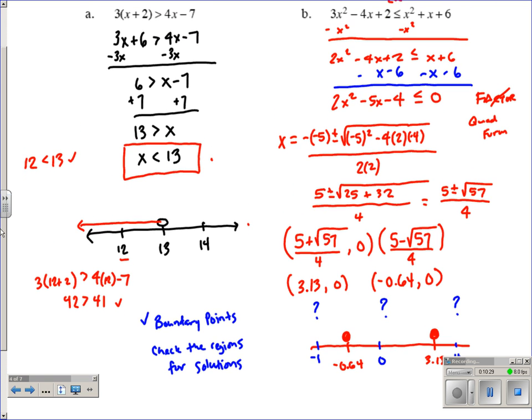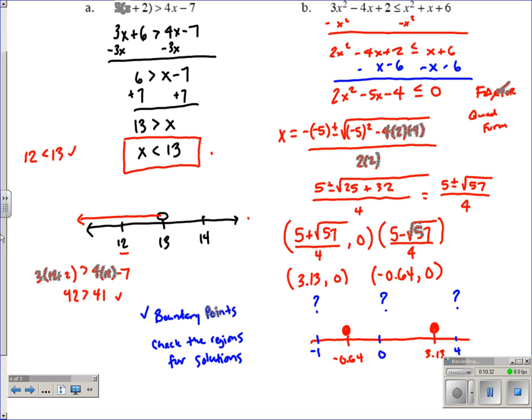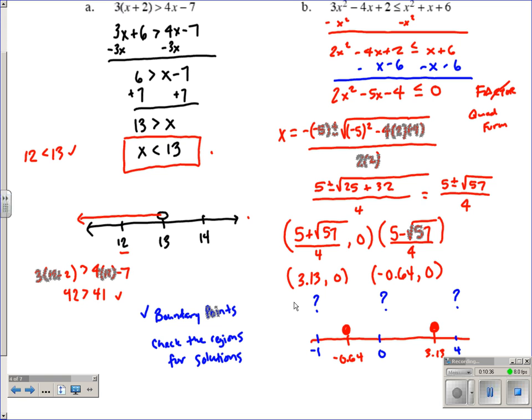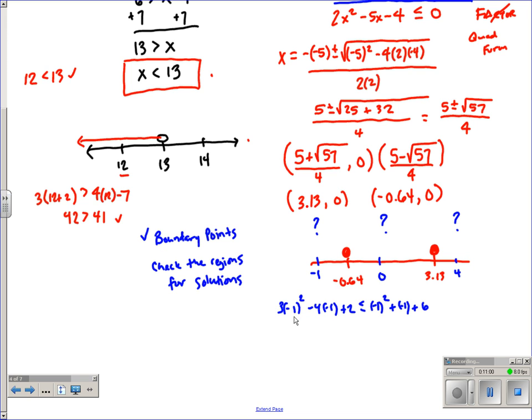So the first one, and I'm going to plug it into my original one at the very top, let's start with -1. We're going to say 3 times (-1) squared minus 4 times (-1) plus 2 should be less than or equal to (-1) squared plus (-1) plus 6. I'll move it down here a touch, and just simplify each side. You can do this on your calculator if you want.